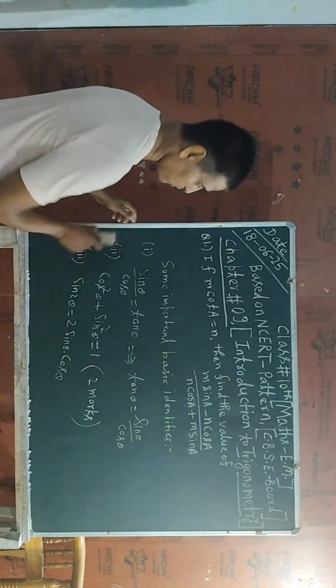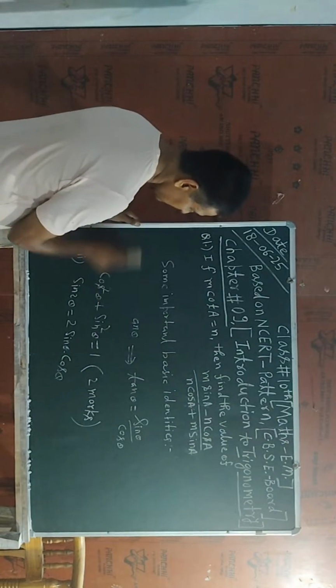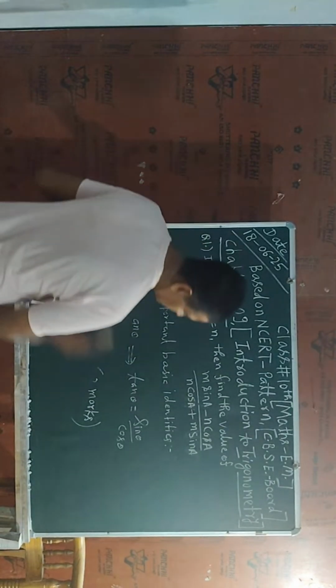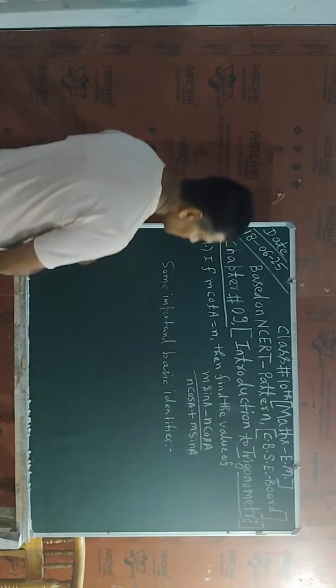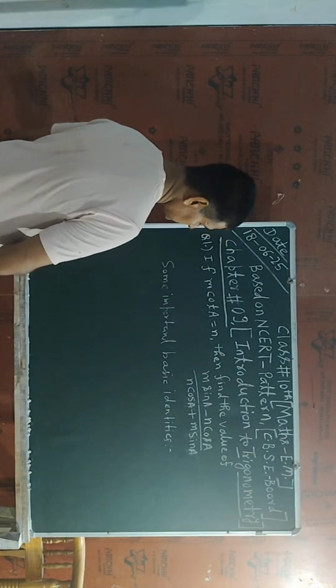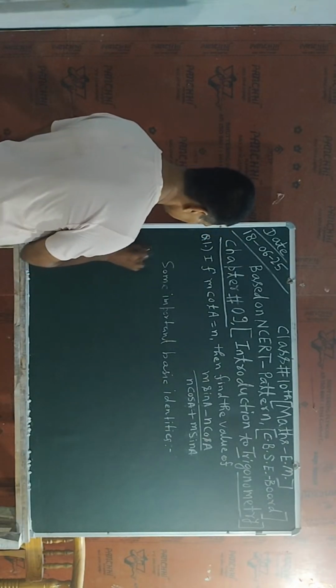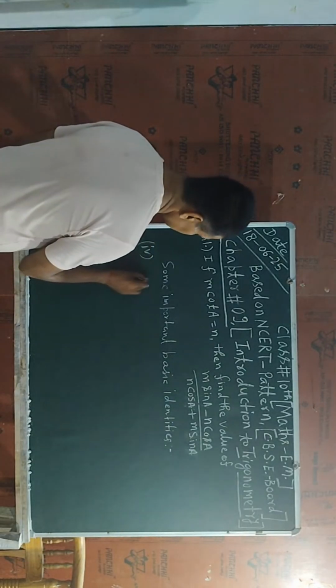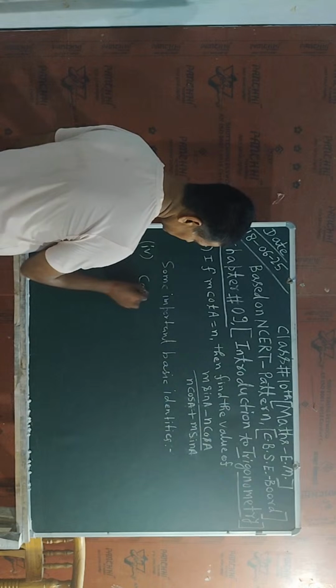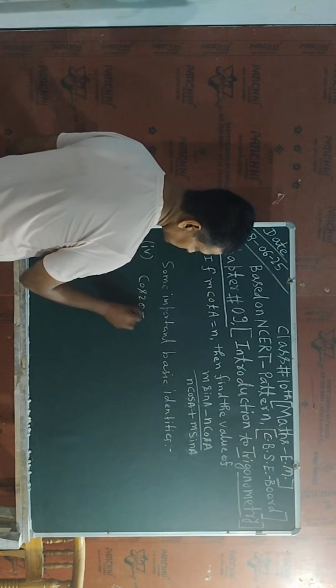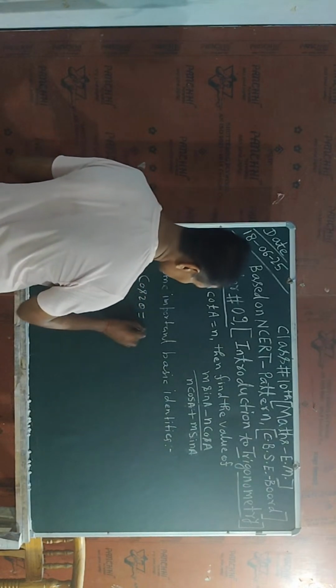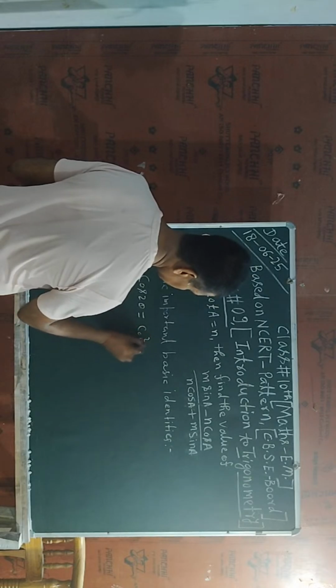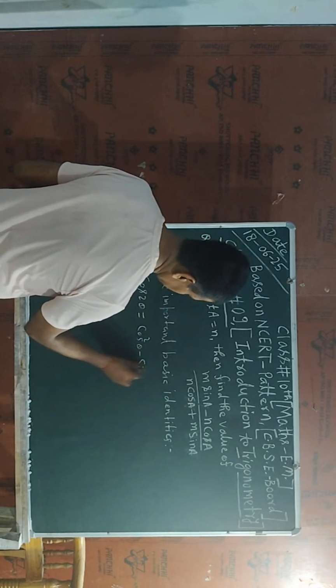Okay. So further I am going to erase here, and after erasing I will write the next identity. So you concentrate for looking. The next identity, that is number 4, is cos 2 theta. Cos 2 theta I can write as cos square theta minus sin square theta.